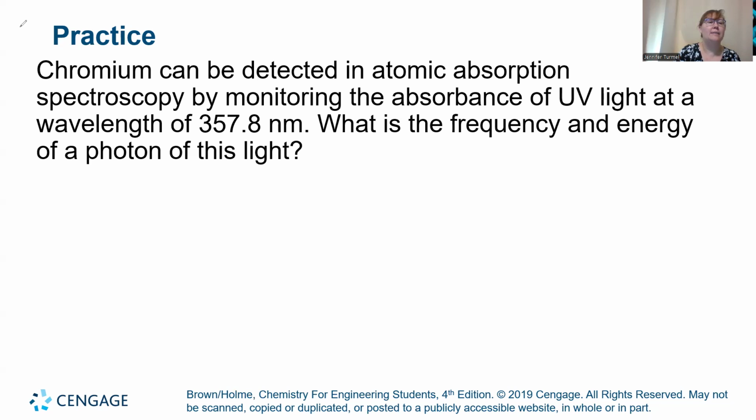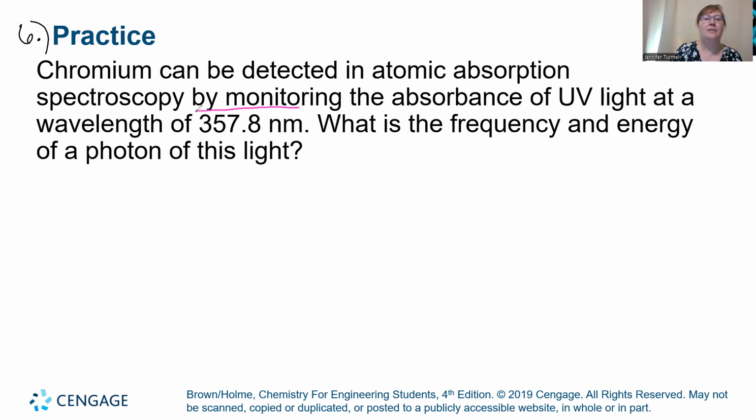All right, and here we are at slide 6, and we're going to practice now. I'm back after a very short break. Chromium can be detected in atomic absorption spectroscopy by monitoring the absorbance of UV light at a wavelength of 357.8 nanometers. What is the frequency and the energy of a photon of this light?